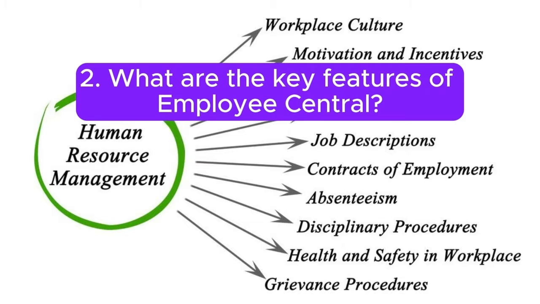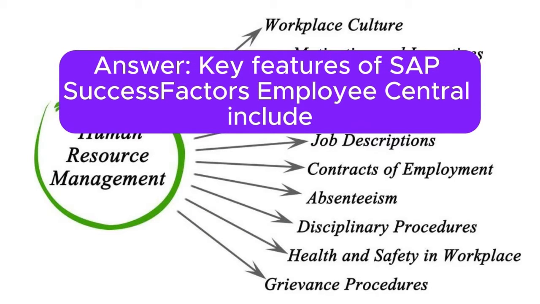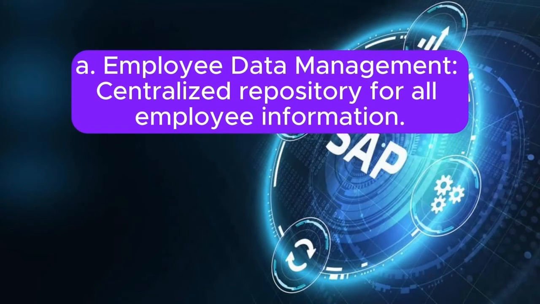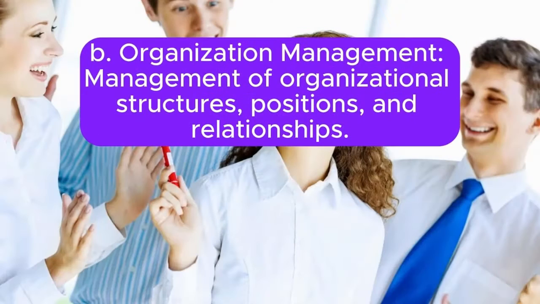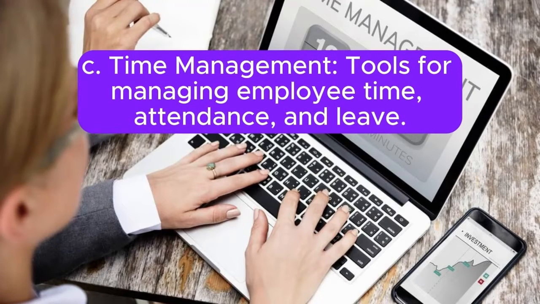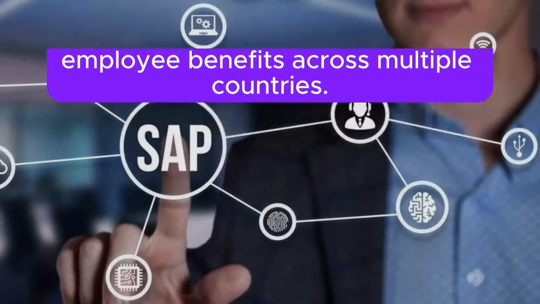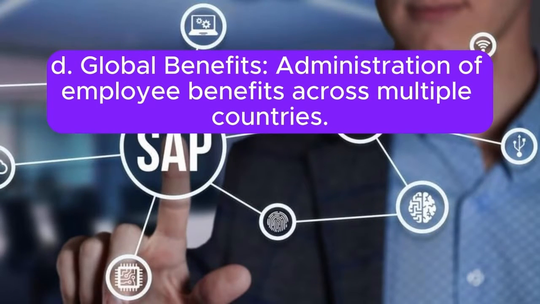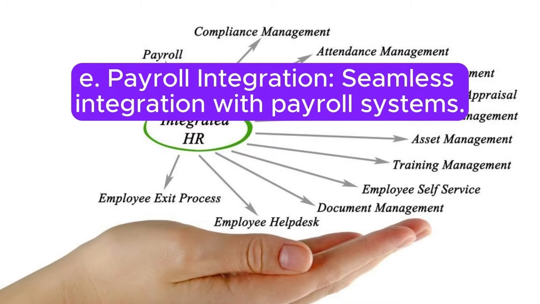2. What are the key features of Employee Central? Answer. Key features of SAP SuccessFactors Employee Central include: A. Employee data management, centralized repository for all employee information. B. Organization management, management of organizational structures, positions, and relationships. C. Time management, tools for managing employee time, attendance, and leave. D. Global benefits, administration of employee benefits across multiple countries. E. Payroll integration, seamless integration with payroll systems.